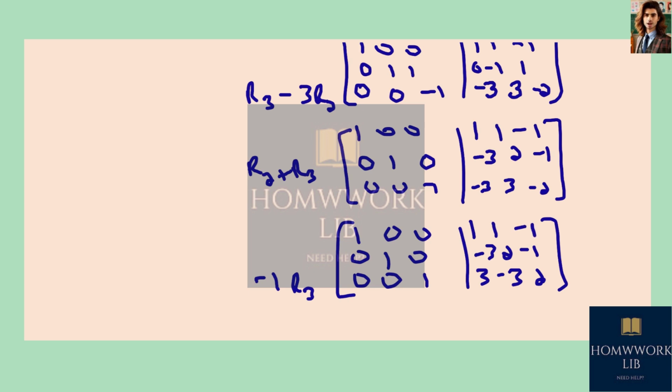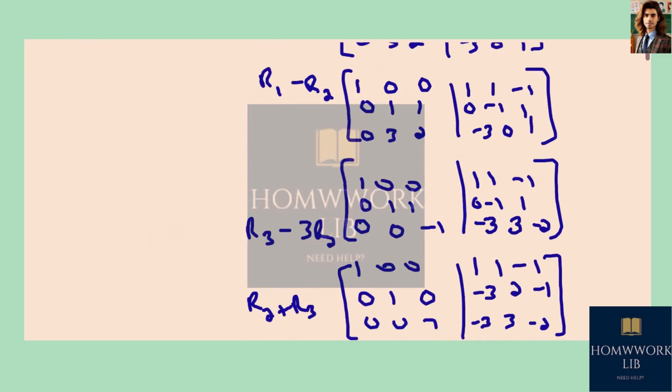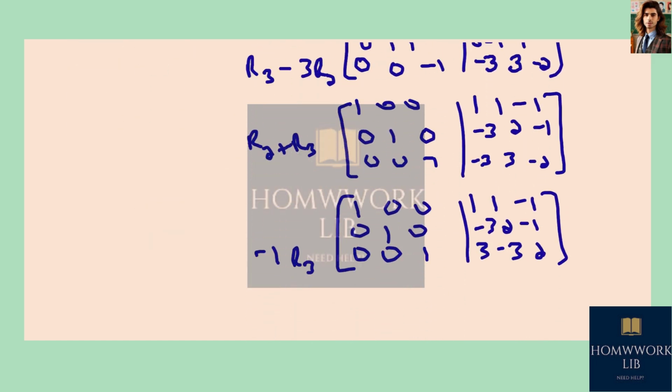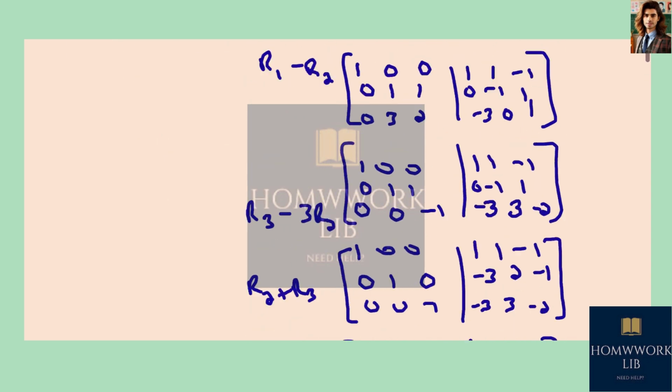So the inverse is 1, 1, negative 1. Negative 3, 2, negative 1. And 3, negative 3, 2.